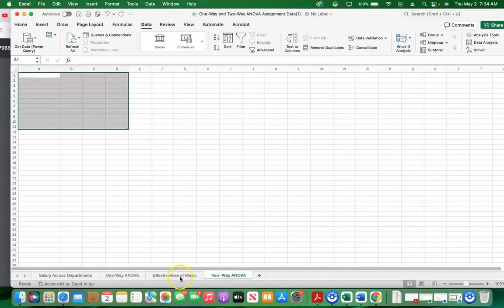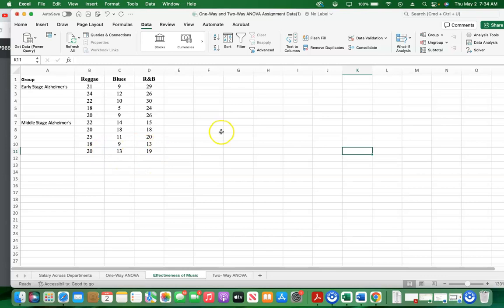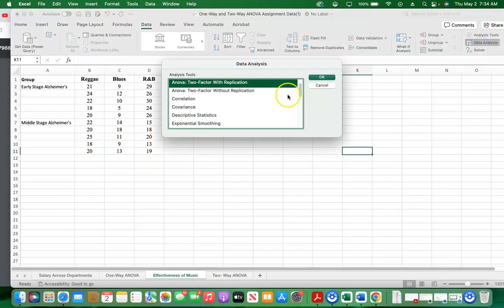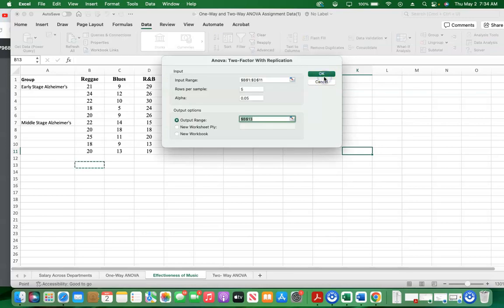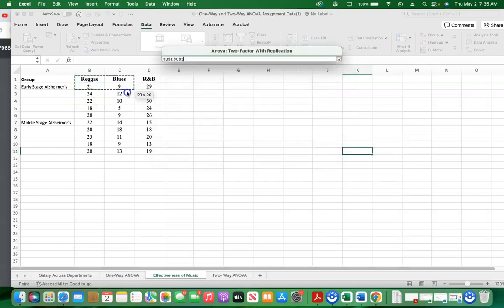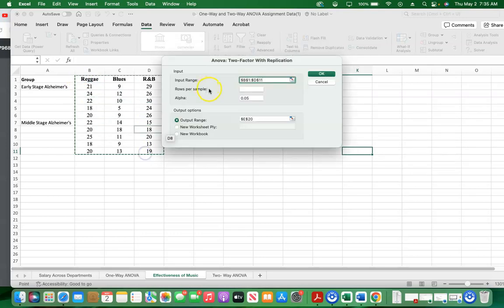Now you can go to the data analysis, and instead of selecting the single ANOVA, we're going to select the two-factor with replication, not without replication. So I will click OK. In this case, we need to have our input range, and the input range will be, just select all these values, and we need to select the rows per sample.